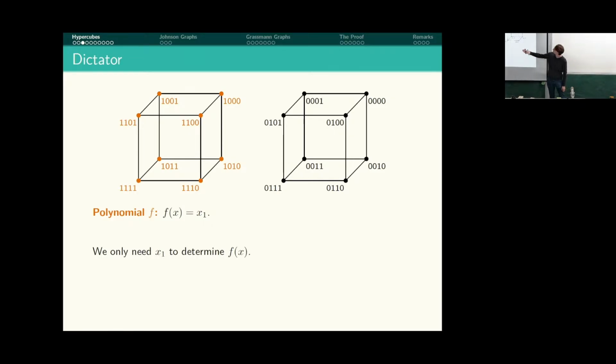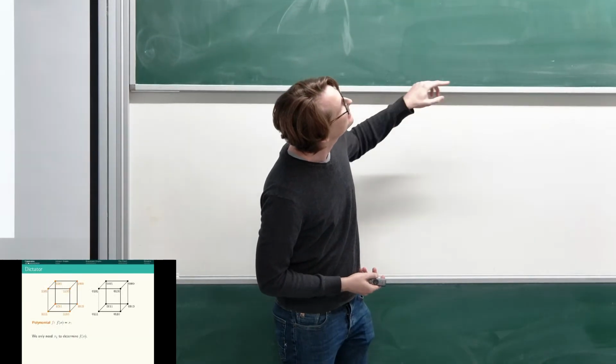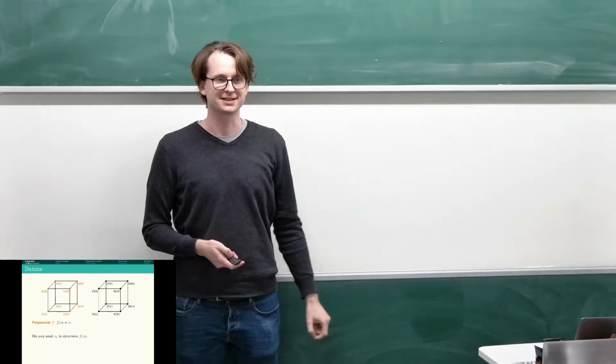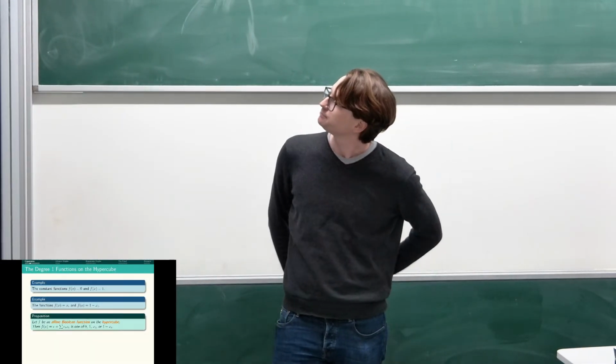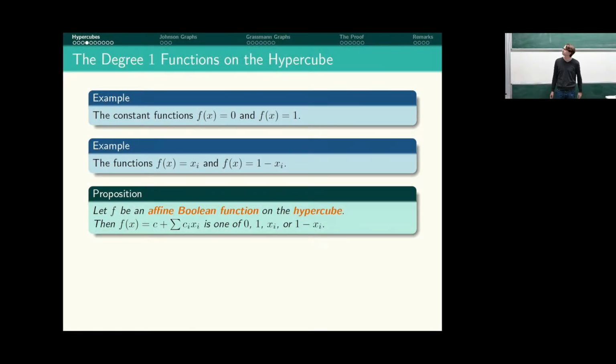So here, this function is 1 whenever the first input coordinate is 1 and 0 otherwise. Okay, that's nice. We only need to know the first coordinate to determine the output of our function. And of course, we could also take the complement. That is the same. And then I have to use that I have 3 blackboards here. We have these 4 examples. Constant functions, something that depends on 1 coordinate. Okay, and do we have any more examples? No, we do not have any more examples.